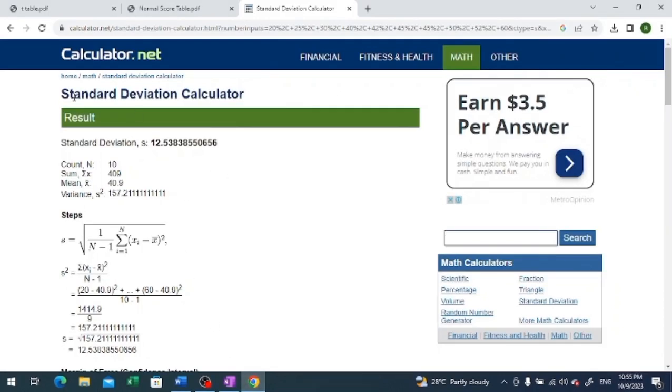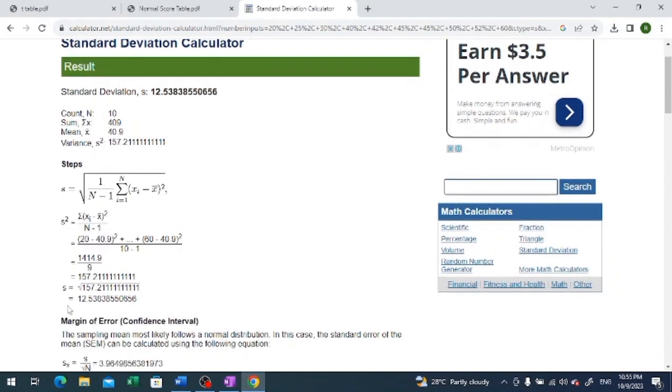You can now see the results. Observations are 10, and the summation of x, or sum of all the values given in the data, is 409. Sample mean is 40.9. Sample variance is 157.211. And sample standard deviation is 12.54 rounded off to 2 decimal places.